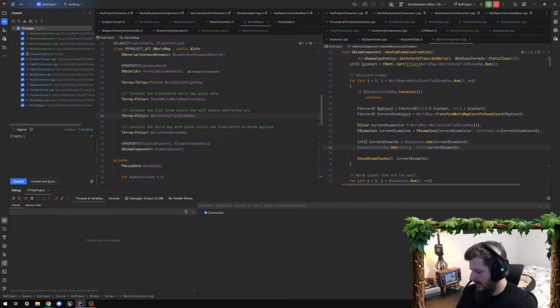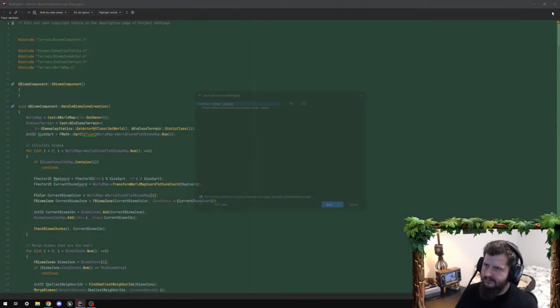So this is going to be create biome components and biome border splines. Let's commit that. Push.